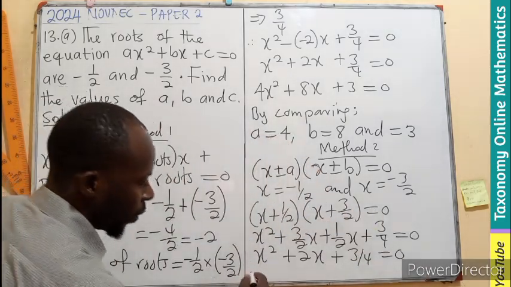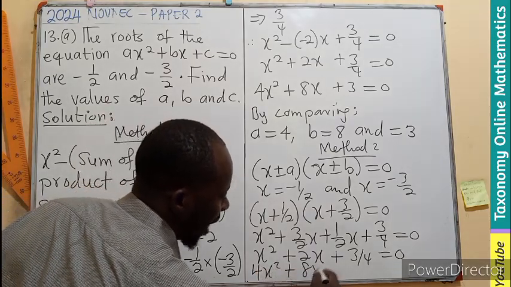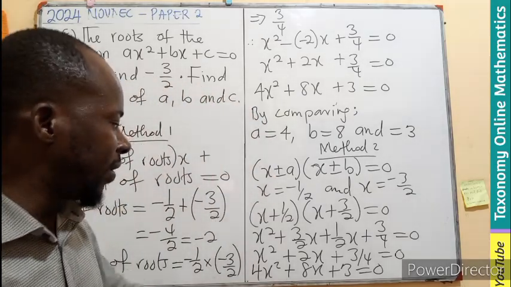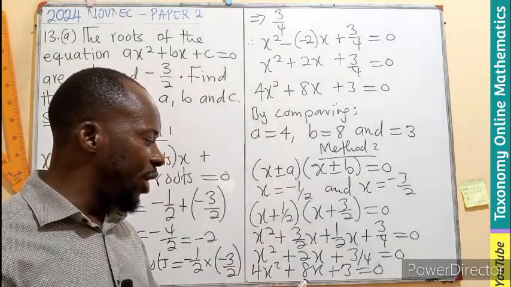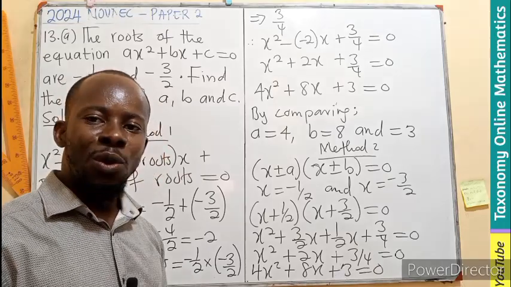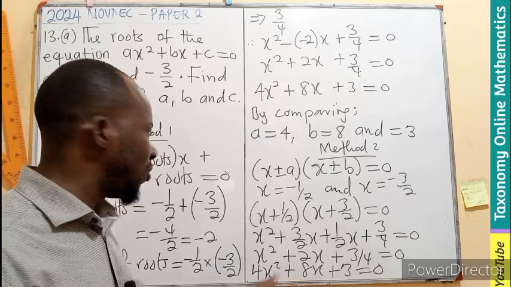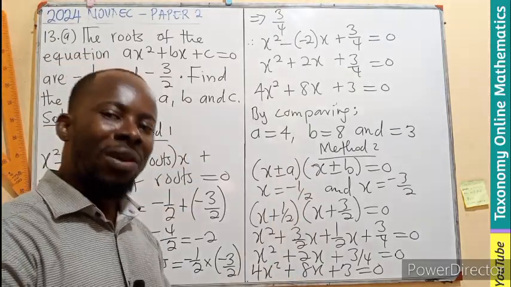Multiply through by the 4. You have your 4x squared plus 8x plus 3 equals 0. So by comparison also, from here, your A will be 4, your B will be 8, and C will be 3. I guess this is also clear. Either this or this, any approach you pass, you will still give rise to the quadratic equation.